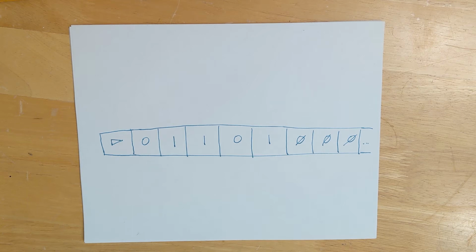Right, so what I'm going to do is talk about, at a high level, how a Turing machine is going to compute this infinite majority language. This is the language where there are strictly more ones than there are zeros.